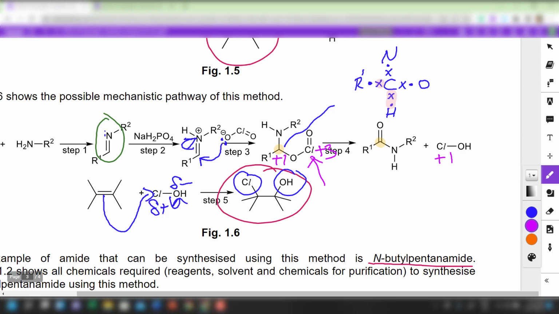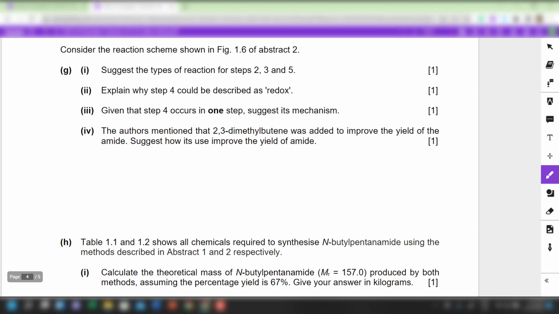And what about the carbon over here? Again, if you do a quick count, the oxidation state is +3. So why is step 4 a redox reaction? Because the oxidation state of the said carbon increases from +1 to +3, and the oxidation state of the chlorine decreases from +3 to +1. Therefore, it is known as a redox process.